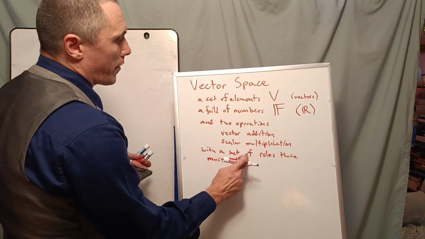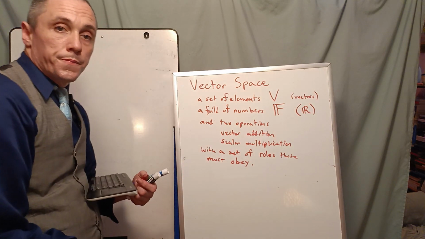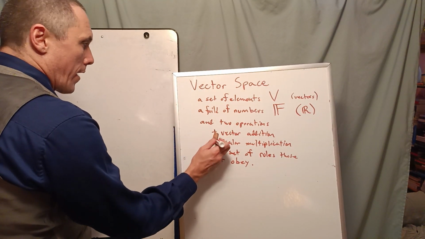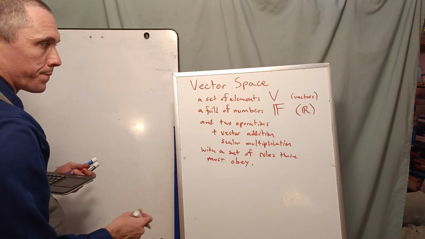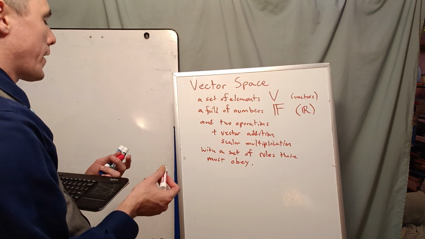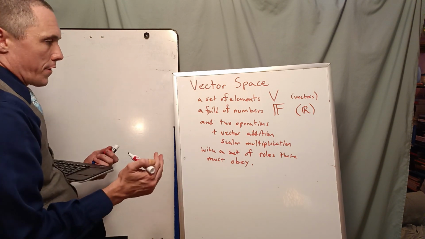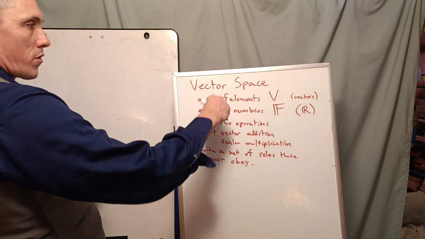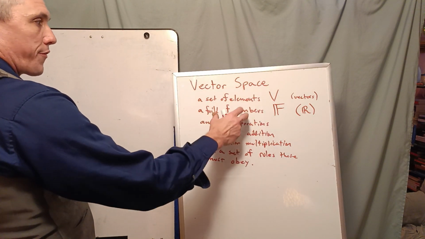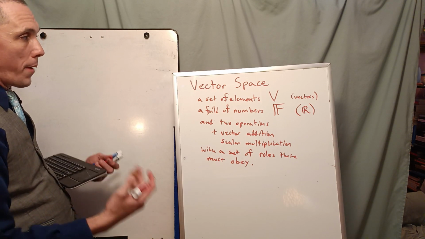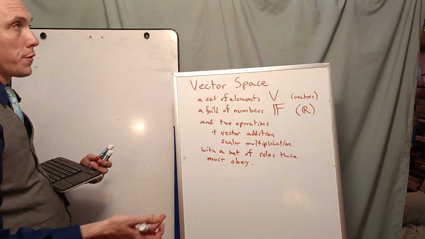And then they need to have a set of rules that these elements must obey inside of these operations. It's a better way to say that: there has to be a certain set of properties which these operations on the field and on the elements of the vector space have to obey, have to correspond to.